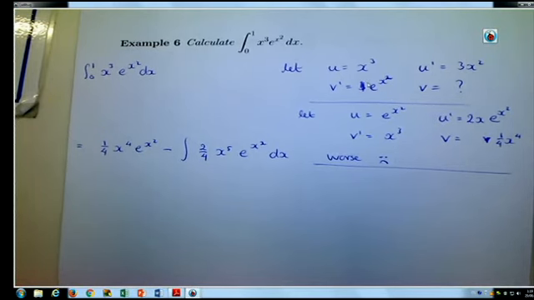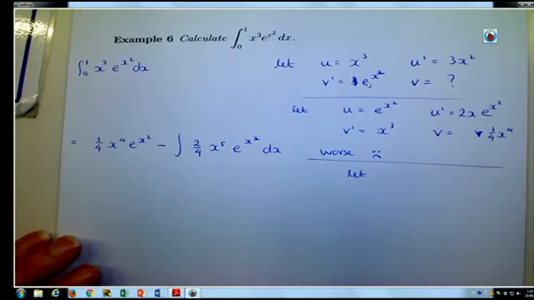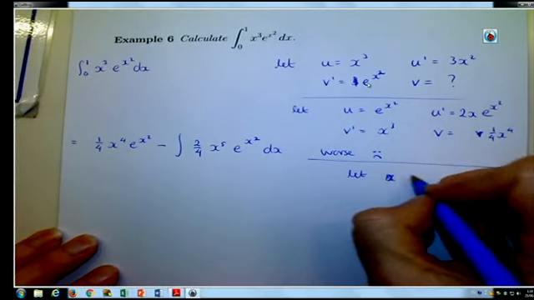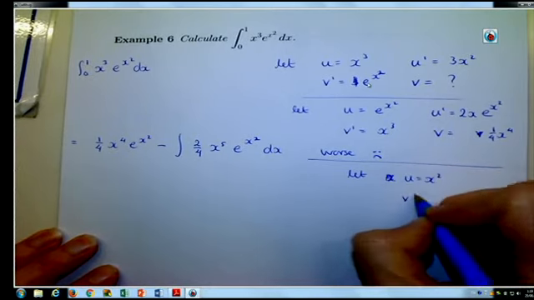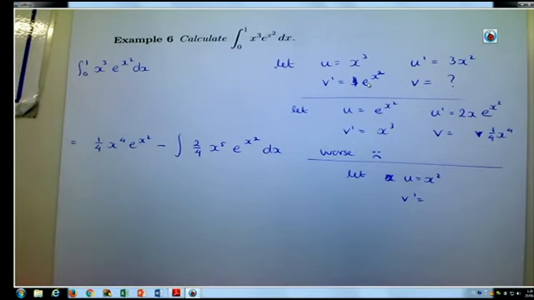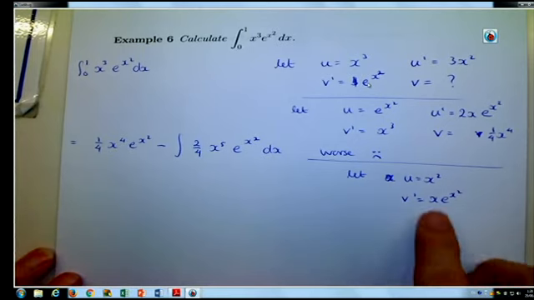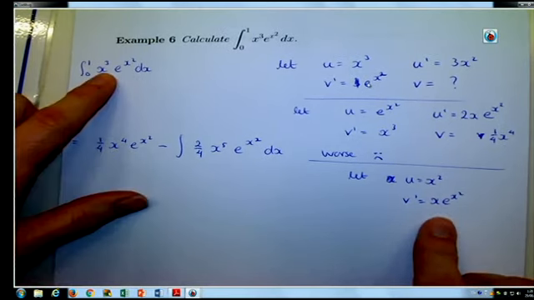What else can we choose? Any ideas? What about x squared? And what would you choose for v prime? It can't be x cubed. It's two things multiplied together in here, right? So if one is x squared, the other one must be x e to the x squared, because if I multiply these two things together, I get the x cubed.